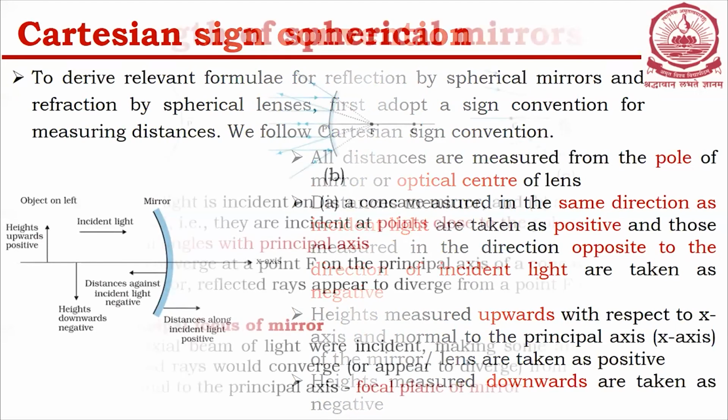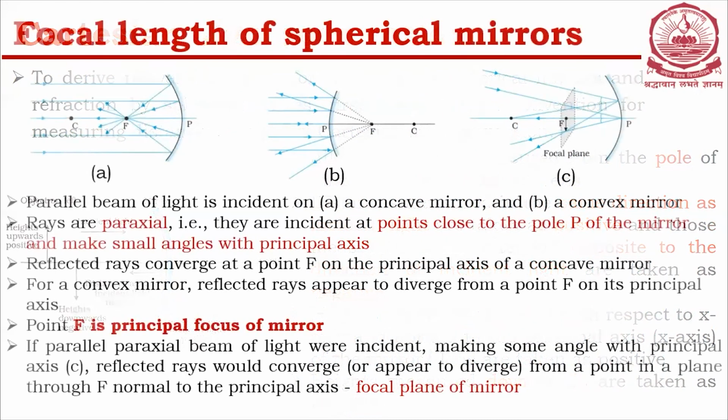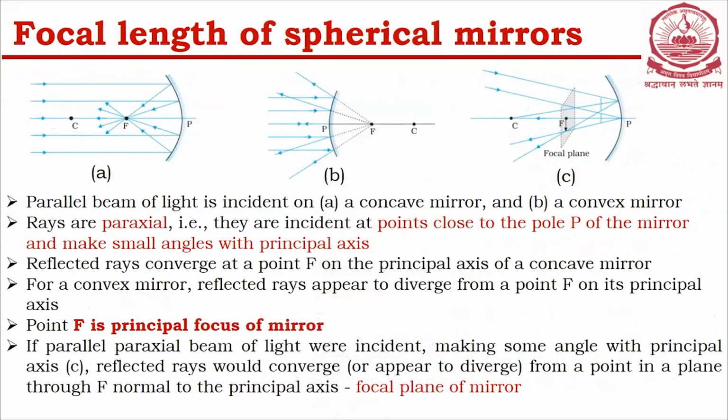We will move on to the focal length of spherical mirrors. You can see the first diagram: a parallel beam of light falls on a concave mirror. After reflection, it passes through a point called the focal point. This is a concave mirror, this is the focal point, C is the center of curvature, and P is the pole of the mirror.